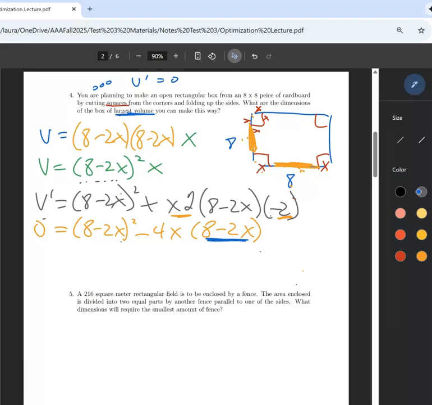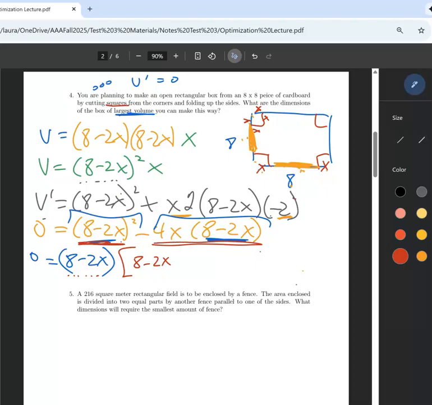Do you see there's an 8 minus 2x in common between this term and this term? Yes. So let's factor that out. So if I factor out an 8 minus 2x out of this term, I'm left with an 8 minus 2x. If I factor an 8 minus 2x out of that term, I'm left with a minus 4x. Okay, so I've got two things multiplied to equal 0, right? This times this equals 0. So that means 8 minus 2x is 0, or 8 minus 6x is 0. So this here gives me 2x is 8, x is equal to 4.